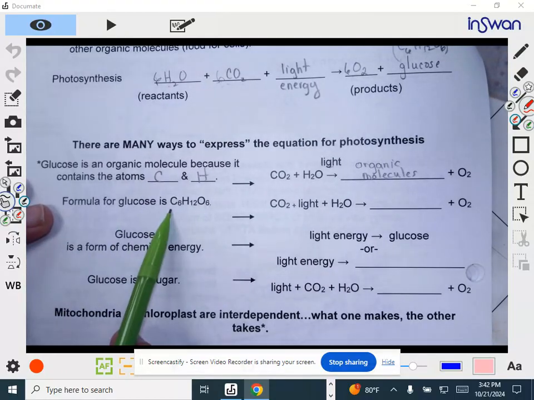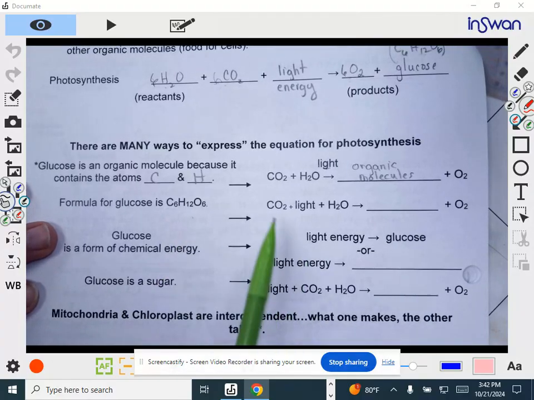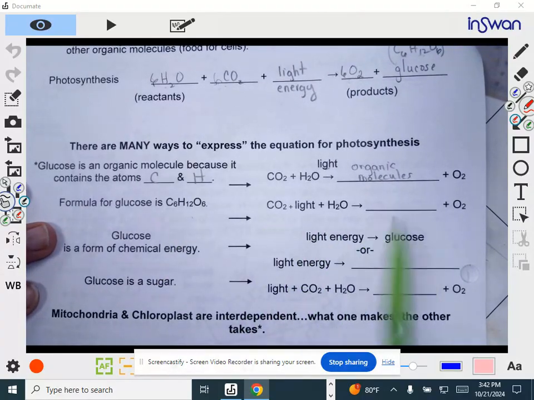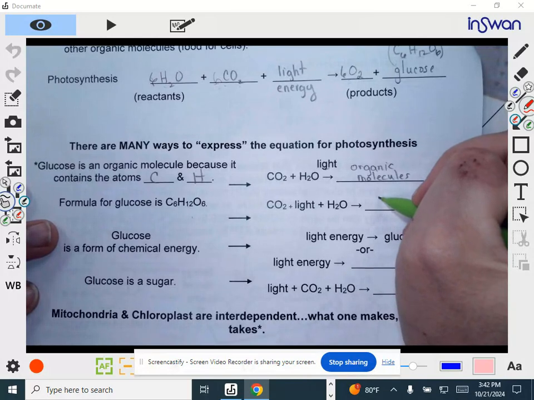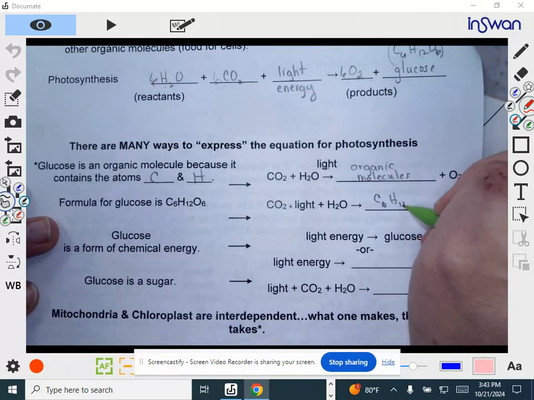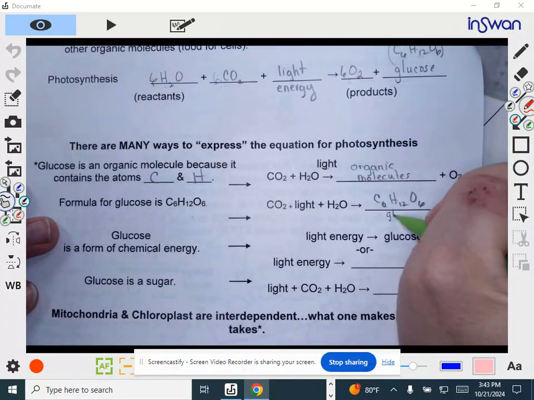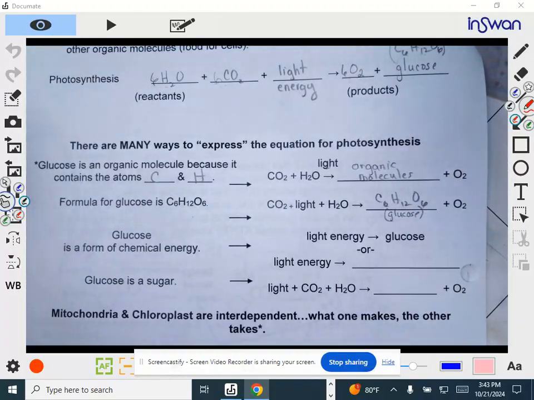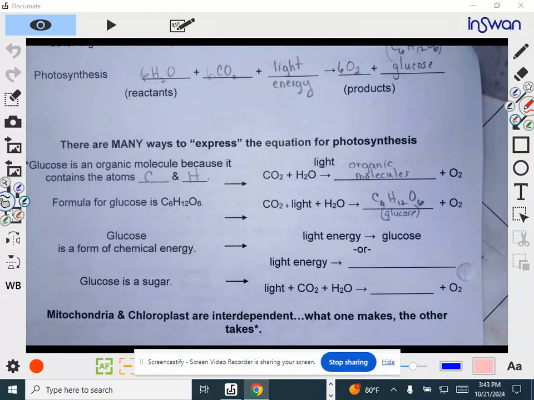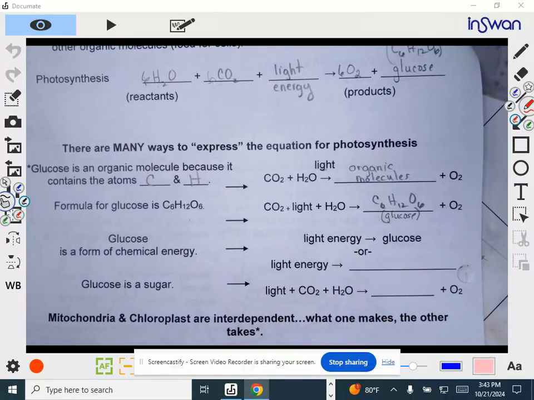Now, remember that the formula for glucose is C6H12O6. So if we put in this blank, we write out the word glucose or we write C6H12O6, you still have to know that this is photosynthesis. And this technically means glucose, because that's primarily what is made in photosynthesis. Out of all the organic molecules they do make in photosynthesis, the most they make is glucose.